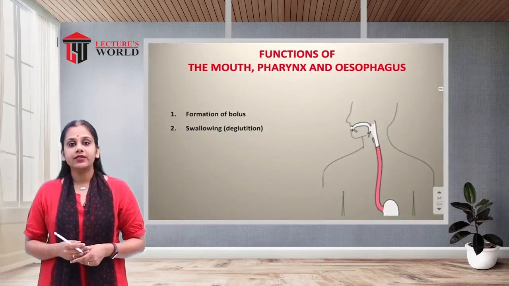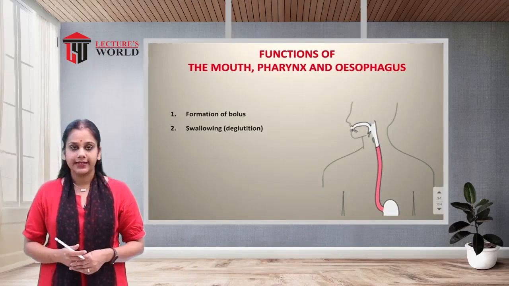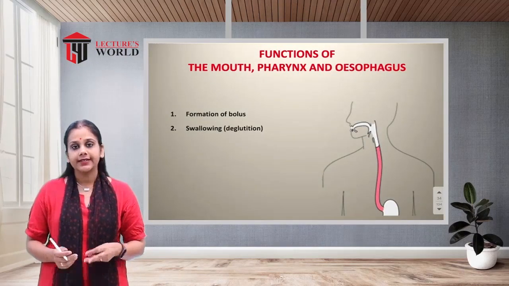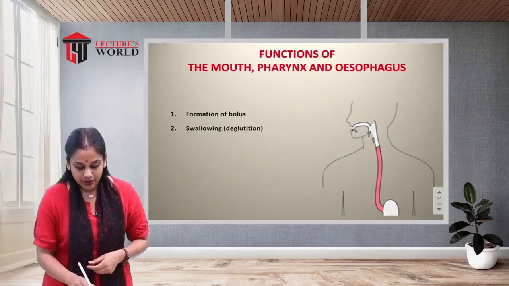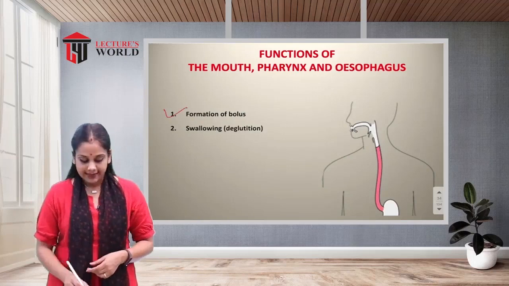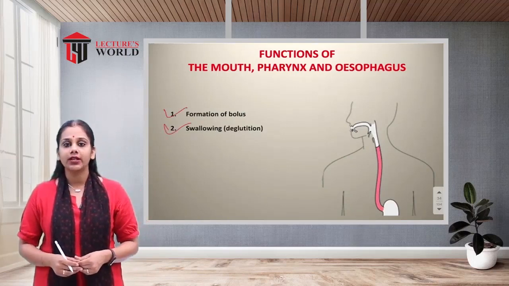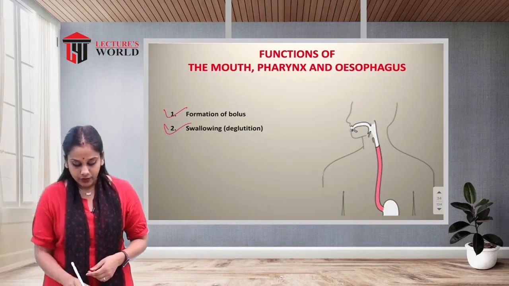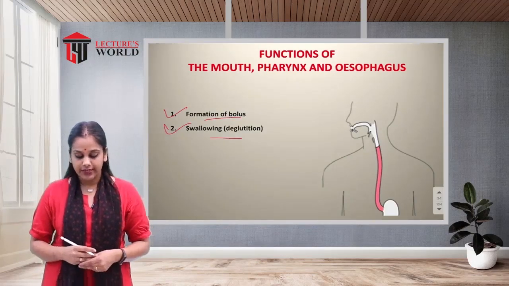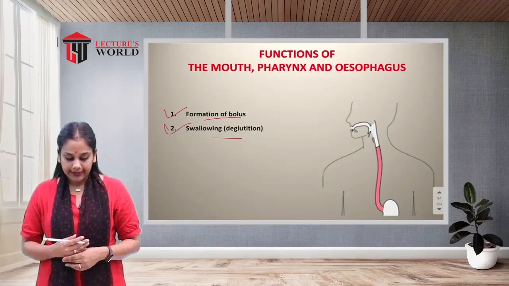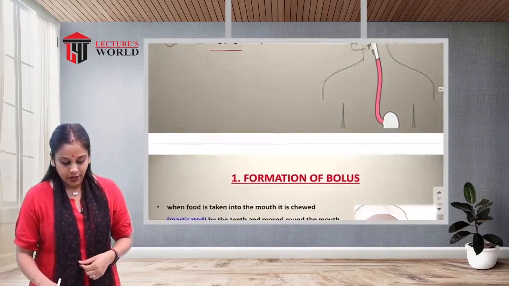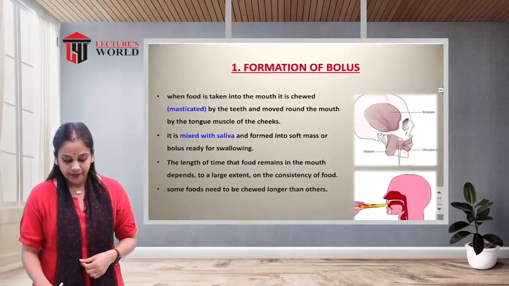Now we will see the functions of the mouth, pharynx and esophagus. There are two basic functions. The first one is the formation of bolus, and the second one is swallowing. In anatomical terms, swallowing means what? Deglutition. So these are the two basic functions of the mouth, pharynx and esophagus. Now we will see them in detail.